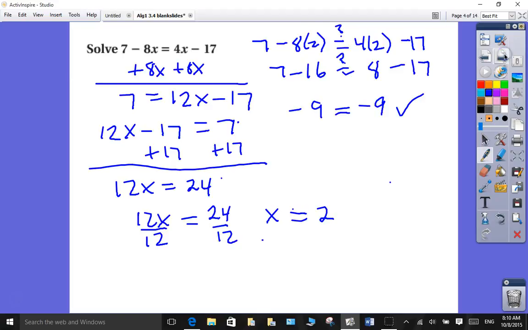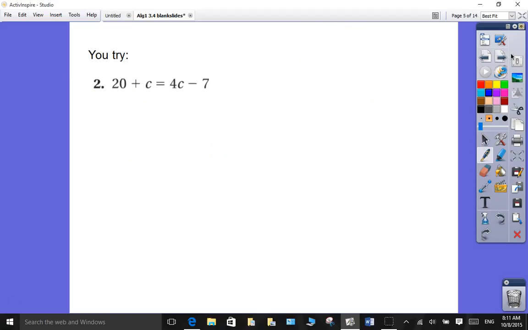Okay. There's your you try. So I'm not asking what you did as your first step. What would I say should be your first step? Portia. Subtract C, right? Move the variable terms first. And if I do that, which one am I moving? The C or the 4C?